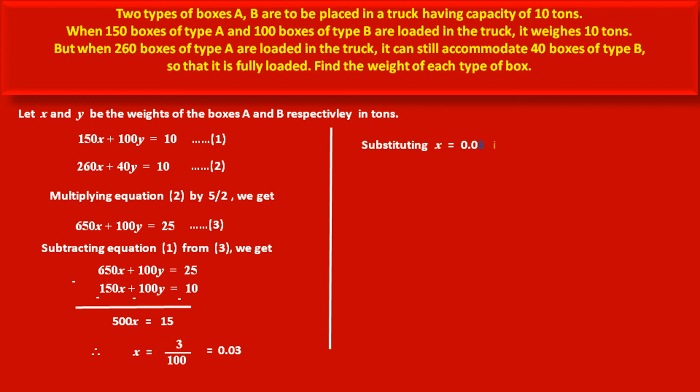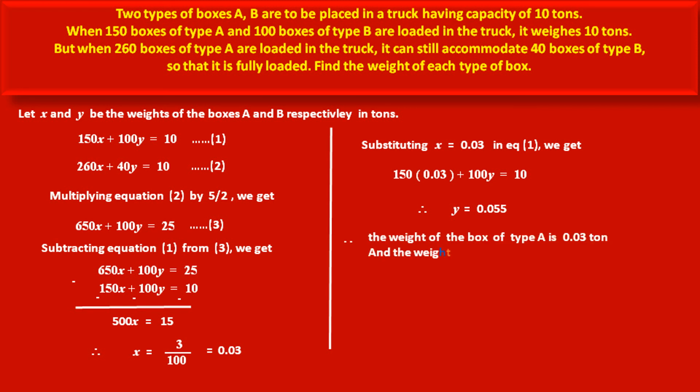Now substituting this value of x as 0.03 in one of the easiest equations, suppose it is 1, we get 150 into x, that is 0.03, plus 100y is equal to 10. Therefore solving this, we get the value of y as y is equal to 0.055.